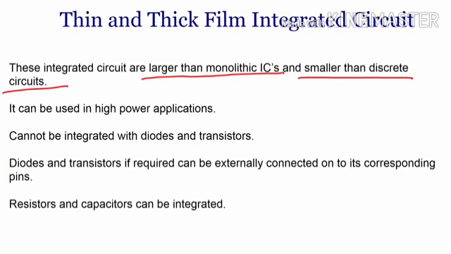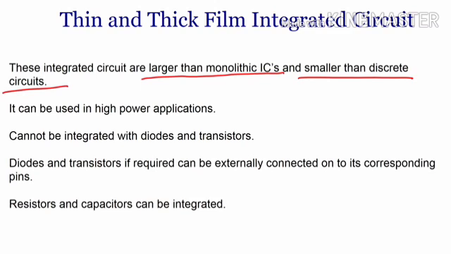Second point, they can be used in higher power applications. You see, the limitation of monolithic ICs was that they cannot be used for high power applications, while these circuits can be used. Cannot be integrated with diodes and transistors. These are the limitations, so the first two are the advantages and the others are limitations. Diodes and transistors, if required, can be externally connected onto the corresponding pins. Finally, resistors and capacitors can be integrated.